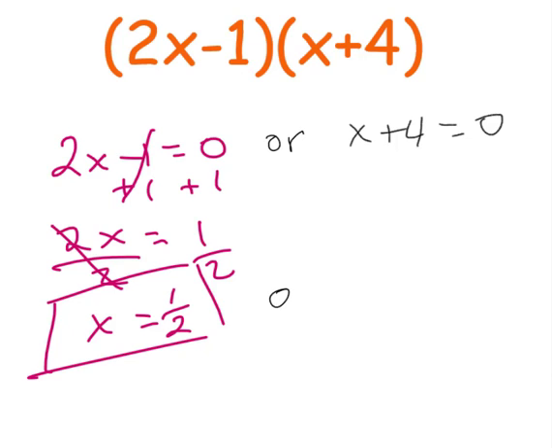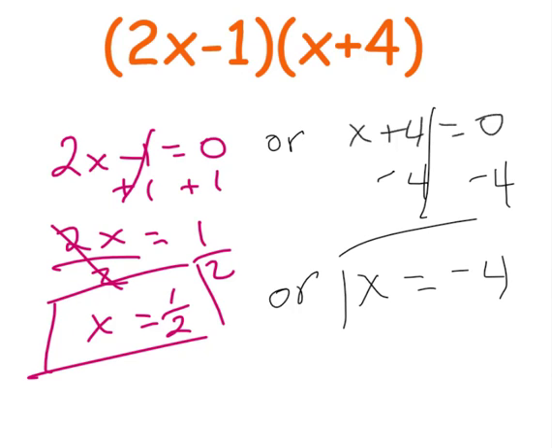Next, remember the other answer is or. Subtract 4 from both sides. Here, x equals negative 4. Oh yeah. So now our answers for x are half or negative 4. Half or negative 4. Is it true?